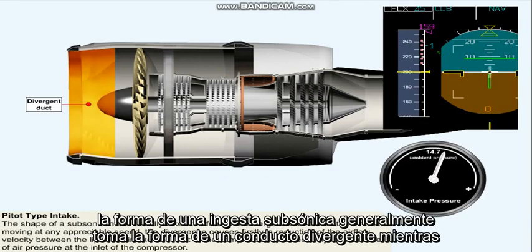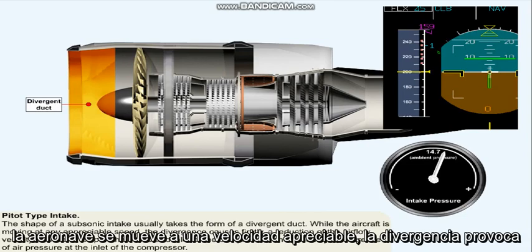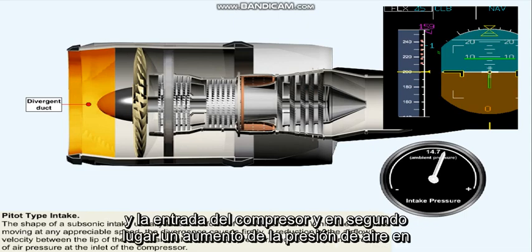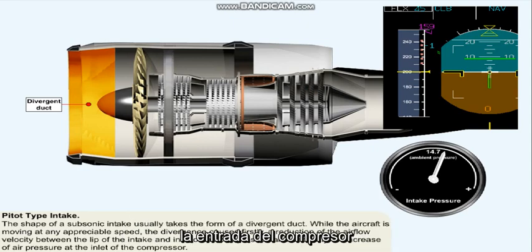The shape of a subsonic intake usually takes the form of a divergent duct. While the aircraft is moving at any appreciable speed, the divergence causes firstly a reduction of the airflow velocity between the lip of the intake and the inlet of the compressor, and secondly, an increase of air pressure at the inlet of the compressor.